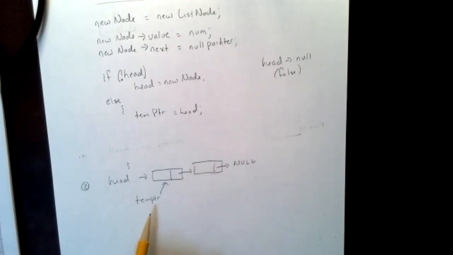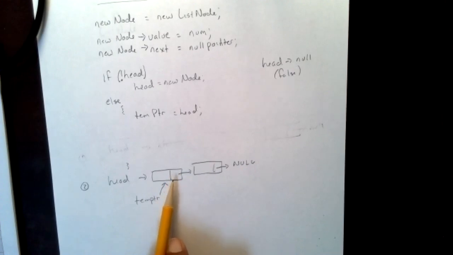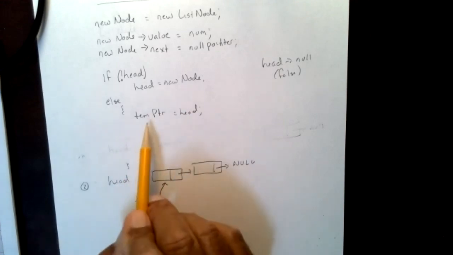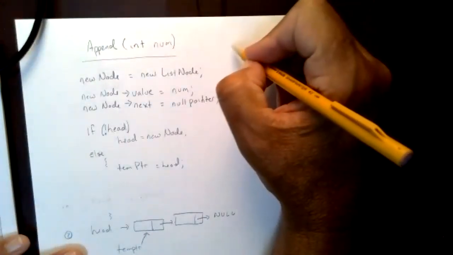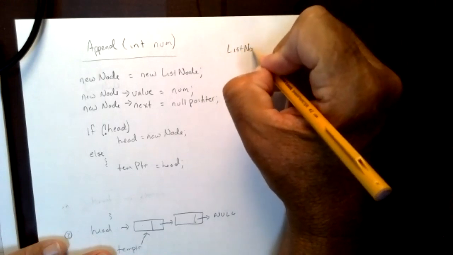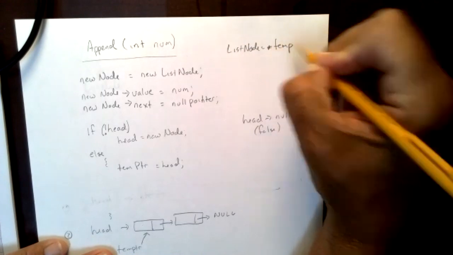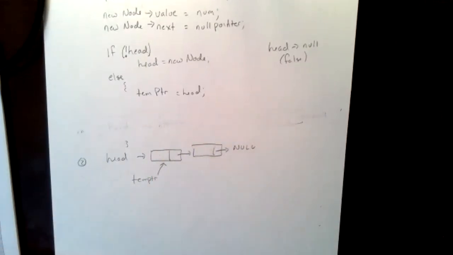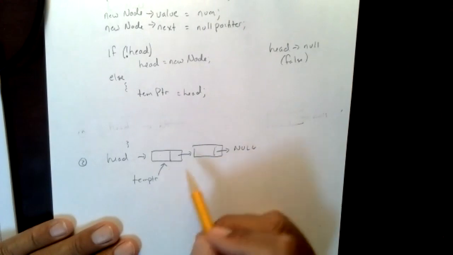Now, what am I going to do? I want to know if temp pointer's next equals null. If it does, I know this guy. All right, so help me out here, folks. Temp pointer now gets the value of head. This is a pointer getting the value of a pointer. So up here, I had to create a temp pointer. What is it? List node asterisk temp pointer. Temp pointer just points to a node, just like our next from our struct, it points to a list node. So what am I doing? I'm saying temp pointer gets the value of head.